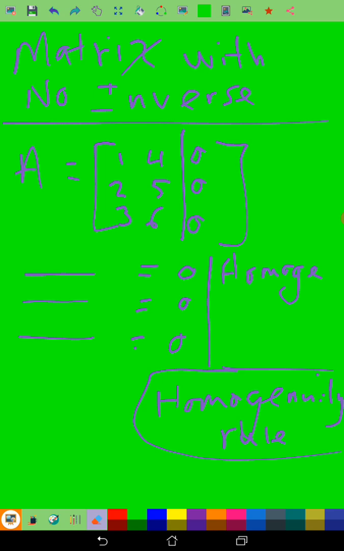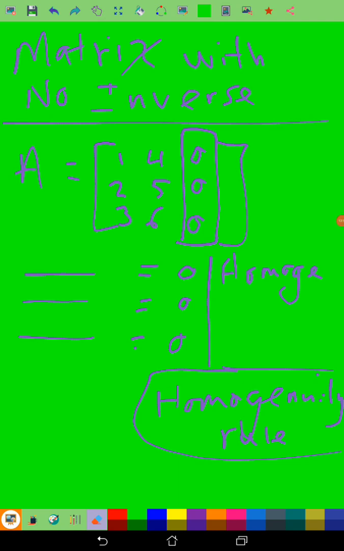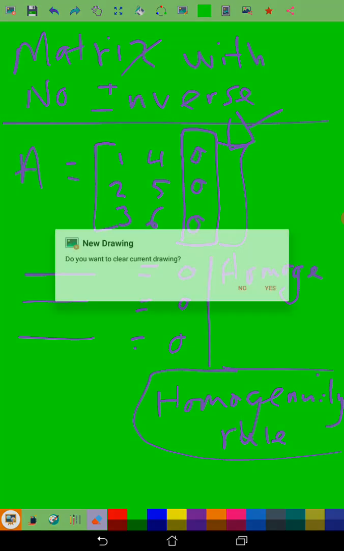Okay, so this is the first observation that we can make here, that we have zeros on the right of this system of equations. Okay, so let's do an example. We know that we are going to have a look at matrices that are without an inverse, so they have no inverse. Let's have a look at this matrix: 1, 2, 3, 4, 5, 6, 0, 0, 0.